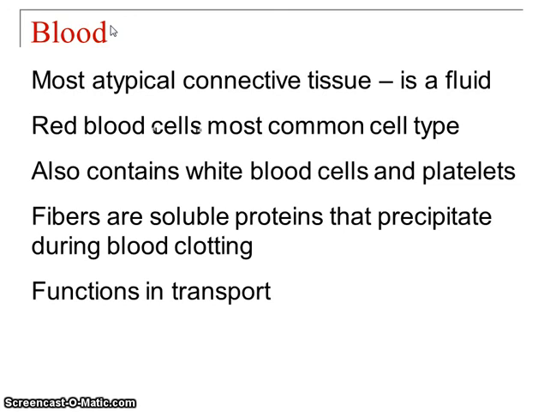Last connective tissue, blood. Blood is the only fluid tissue. There, your extracellular matrix is your plasma. The cells that you find there: red blood cells to carry oxygen, white blood cells for immune response, and platelets for clotting. The fibers in your blood are actually dissolved most of the time. The only time they become undissolved or precipitate, solidifying, is during blood clotting. Blood helps us transport nutrients, hormones, wastes around the body.